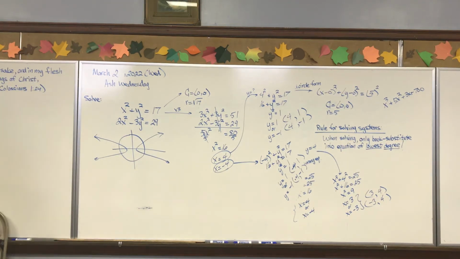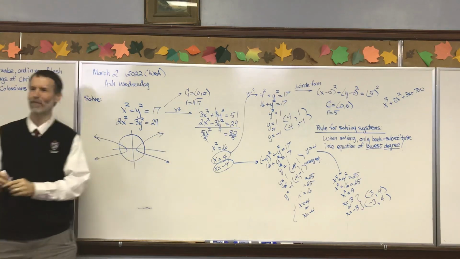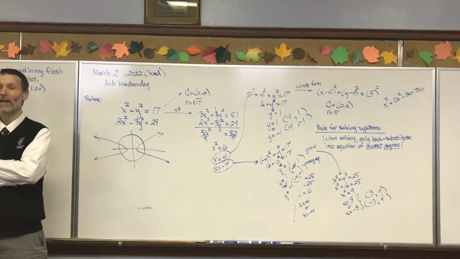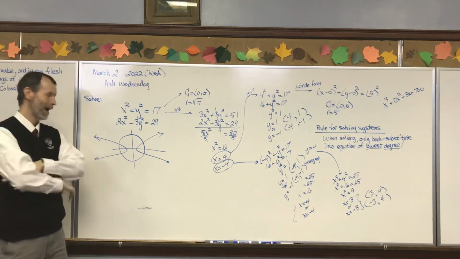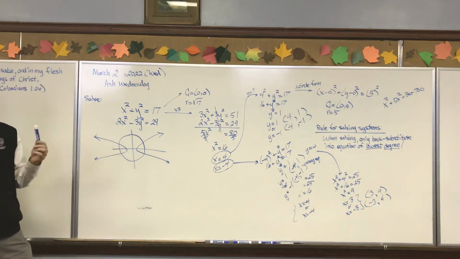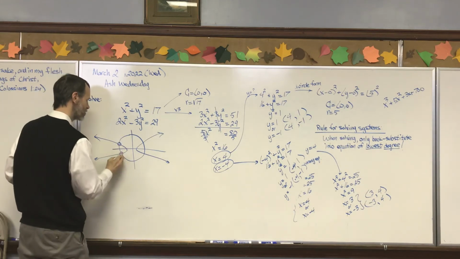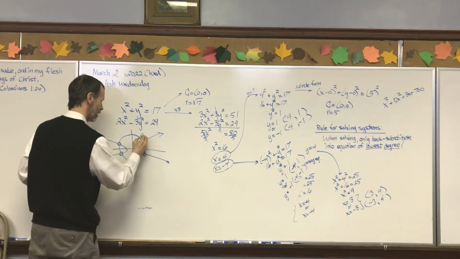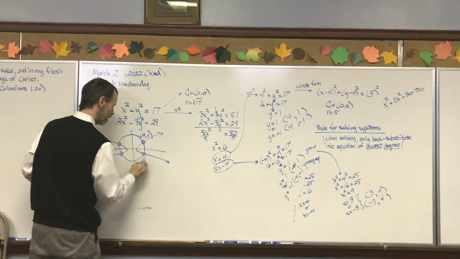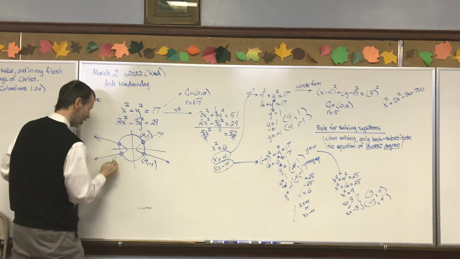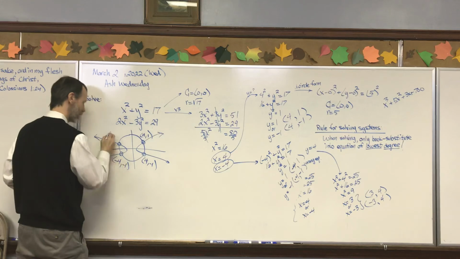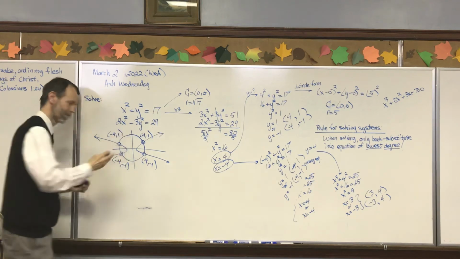Yes, basketball. But did anybody recognize this shape just from yesterday? It's a hyperbola. How many intersections are there between the hyperbola and the circle? 4. 1, 2, 3, 4. 4 comma 1, 4 comma negative 1. Negative 4 comma negative 1, negative 4 comma 1.